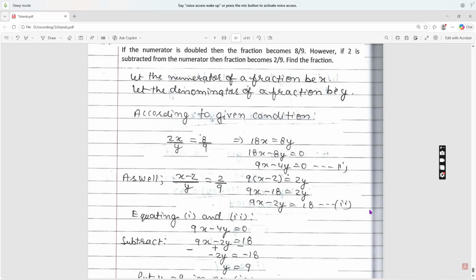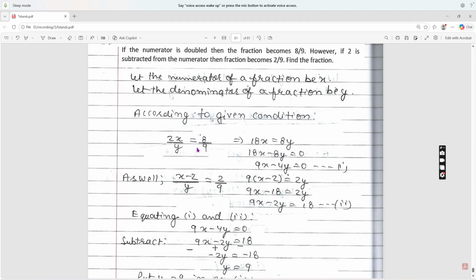Now, according to the question, the first condition: if the numerator is doubled, means x is going to be doubled because x is the original numerator. When it is doubled, we get 2x. Then the fraction becomes 8 by 9. The question is silent about the denominator, so the denominator is going to be the same, which is equal to y. So 2x upon y is equal to 8 upon 9 is the first equation.